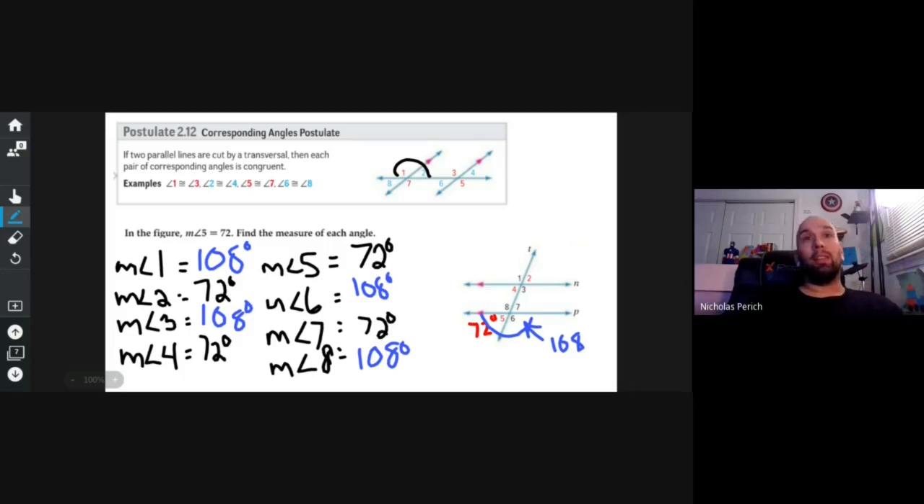Well, that was easy. Once you find the 1, all the ones that look like it are also that exact 1. The way you find the others is you say 180 minus that 1. So when we were given 72, you said 5 and 7 and 4 and 2 are all going to be 72. What are the other 4 going to be? 180 minus 72, which is 108.